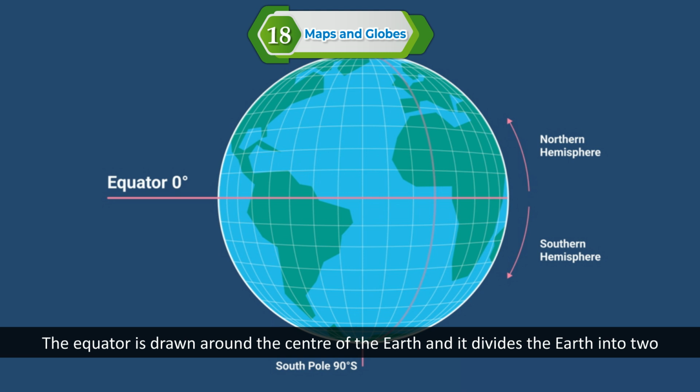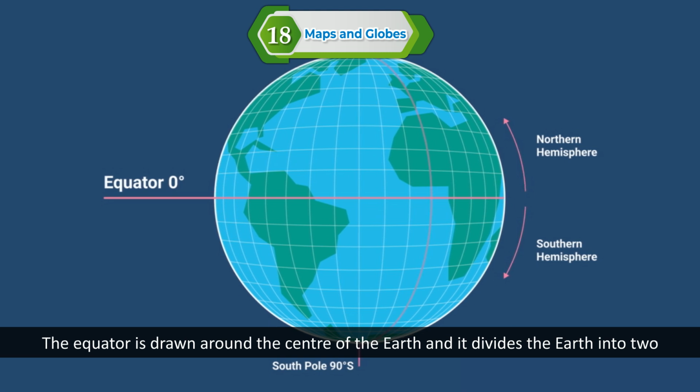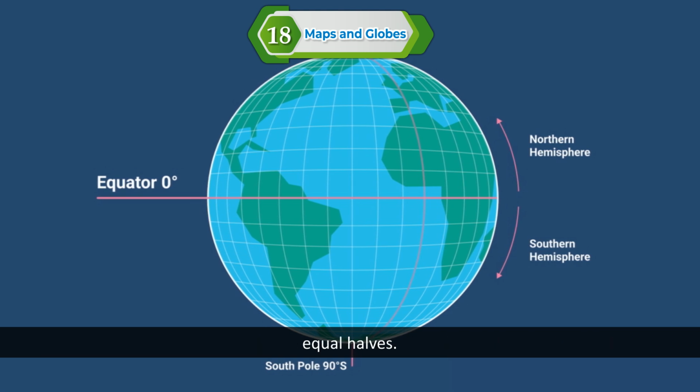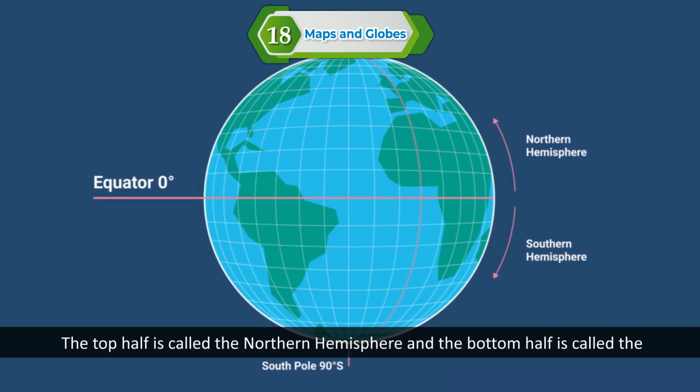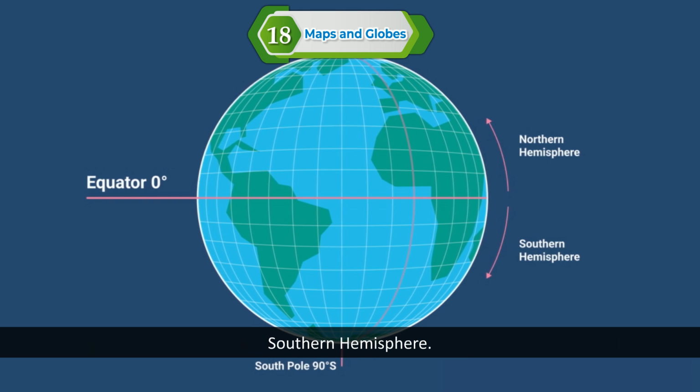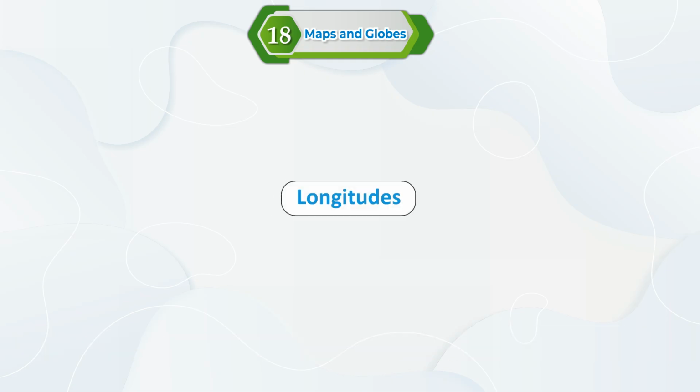The equator. The equator is drawn around the center of the earth and it divides the earth into two equal halves. The top half is called the northern hemisphere and the bottom half is called southern hemisphere.